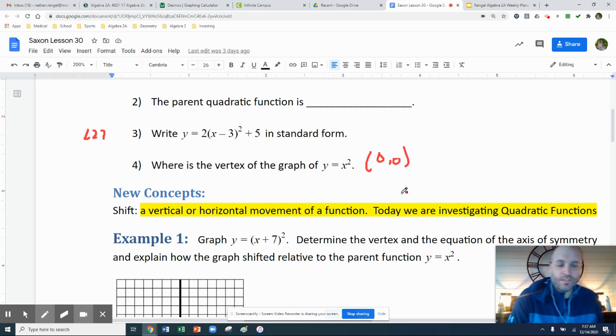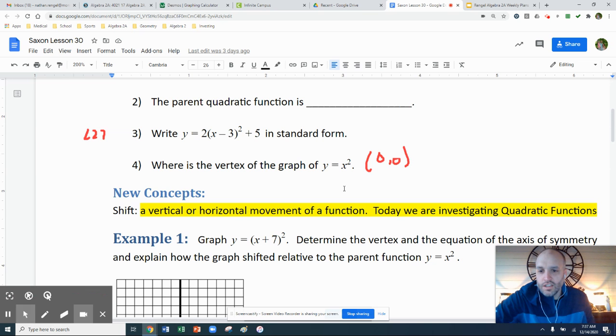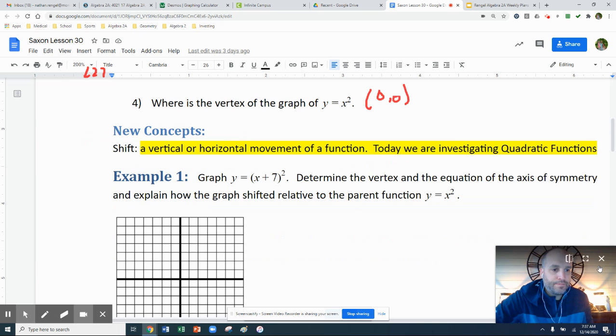Now that x squared is also called your parent function. So a parent function is just the most basic form of a function. So here we're looking at x squared functions, and that's the most basic form of a function. There's no numbers being added to it, so it's just the most plain parabola that we can see, and it starts with a vertex at 0, 0. Now let's head in to look at example 1.